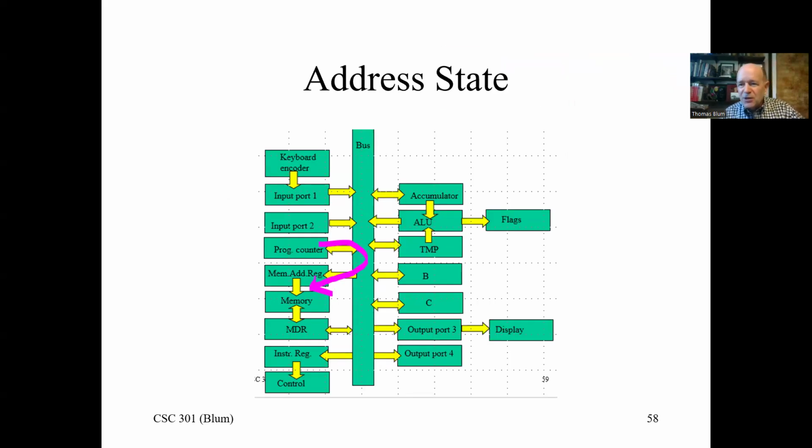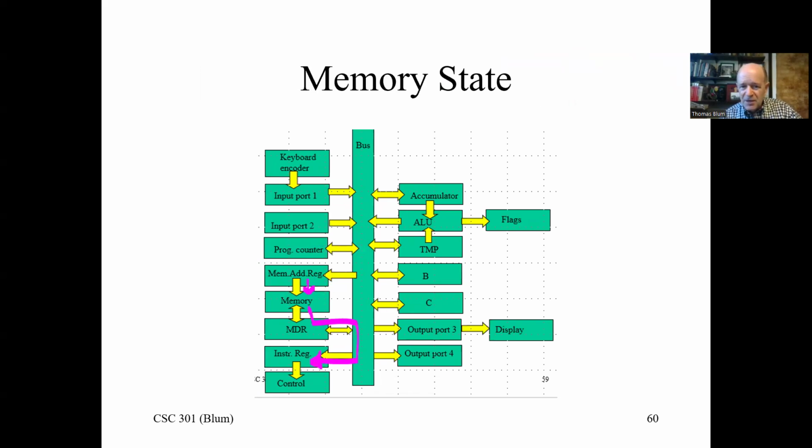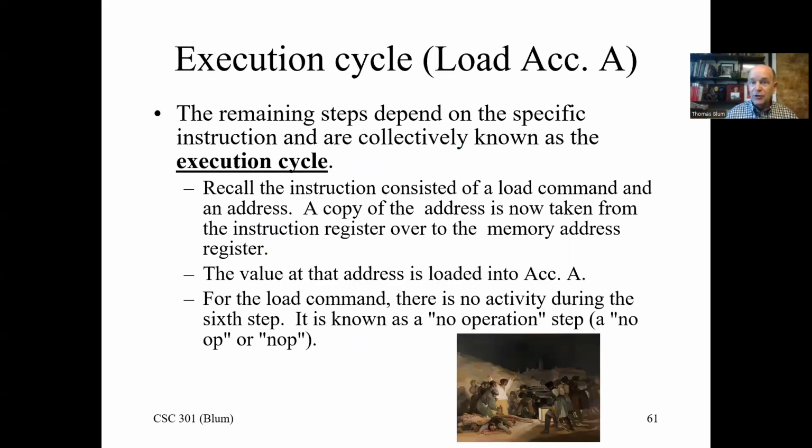So just pictorially, the address state was moving a value from the program counter to the memory address register. The increment state was just incrementing that program counter, setting us up for the next time. And the memory state was taking that address, activating the register with that address in memory, sending its value out through the memory data register and into the instruction register. Now we're ready to actually do load accumulator A.